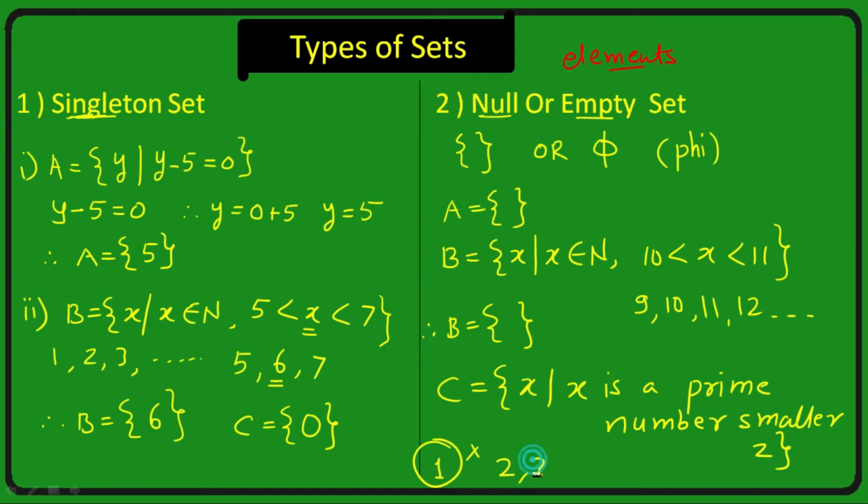Remaining prime numbers are odd prime numbers. Okay, so in the set C there is no element, hence this is an example of the empty set.